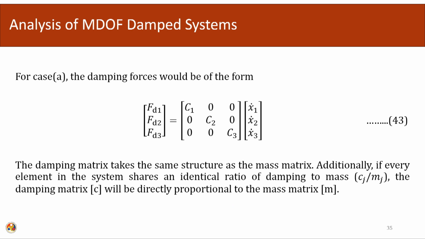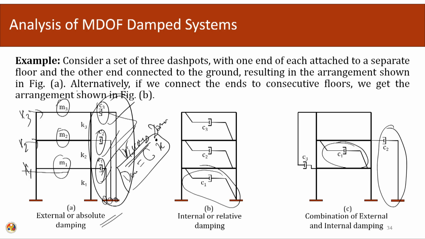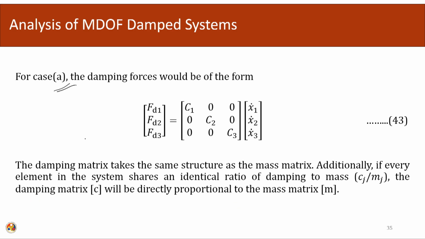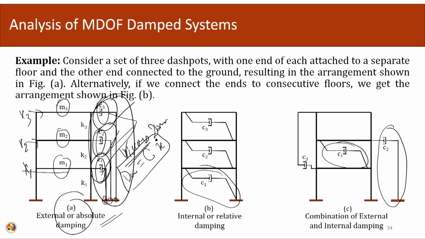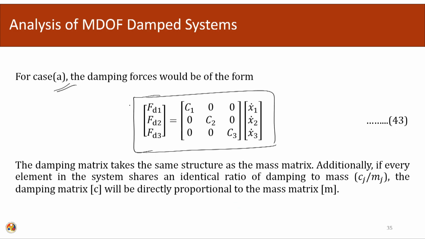So, for the case A, when we are only considering the external damping, then the damping becomes a diagonal matrix. In this particular case, the damping is just acting externally at the degrees of freedom. There is no coupling between the respective dampings. So, in this case, there will be only diagonal terms corresponding to each degree of freedom. So, the damping matrix takes the same structure as the mass matrix.